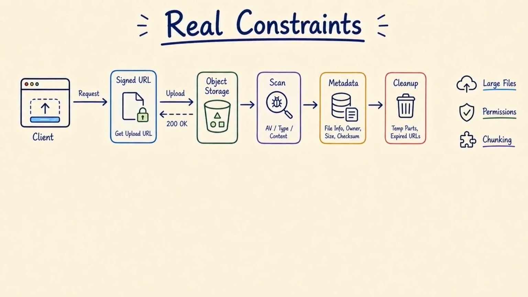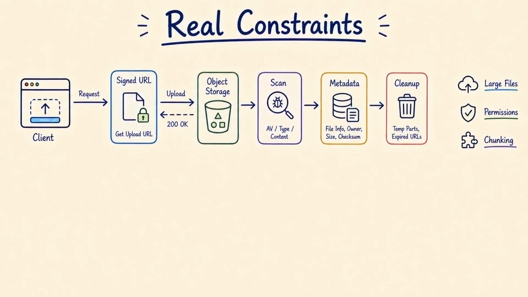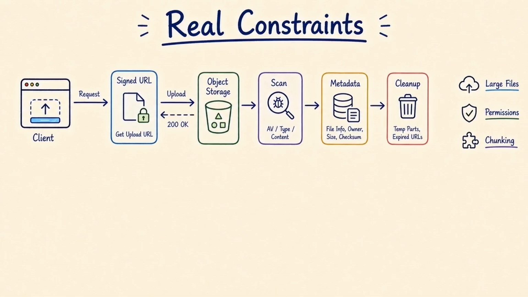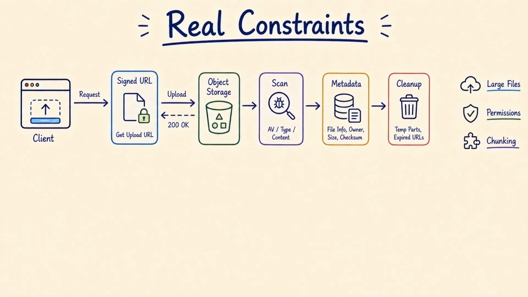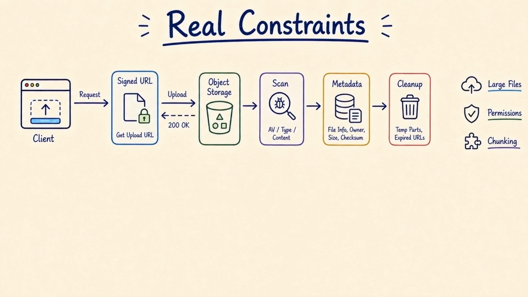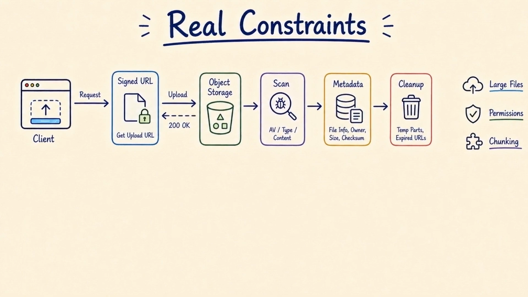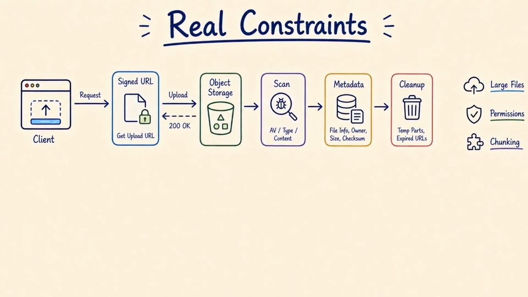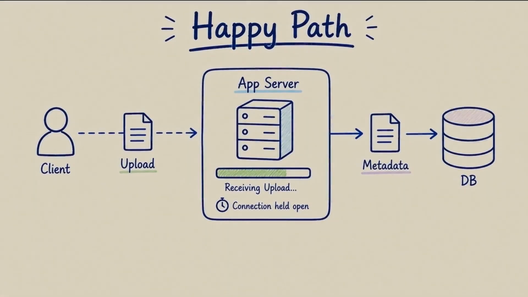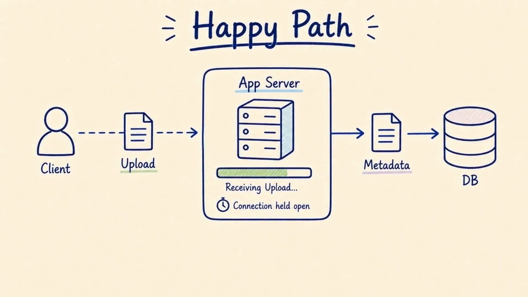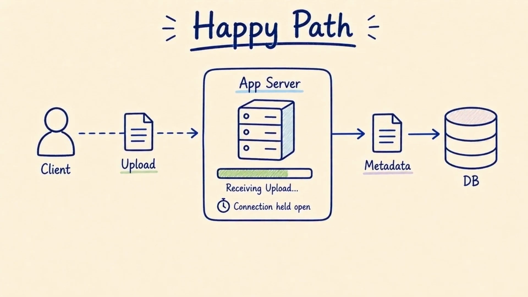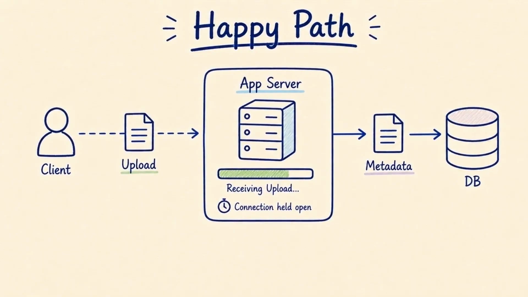This design has to handle direct upload versus server upload, signed URLs, object storage, metadata, virus scanning, file validation, chunking, permissions, and cleanup jobs, not just a clean demo request. The first diagram usually looks fine because it only tells the happy path story.